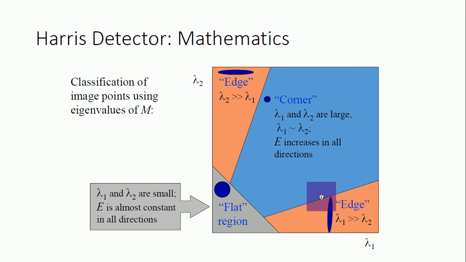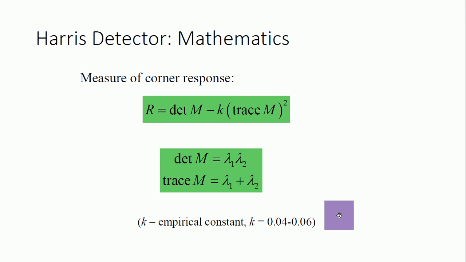The Harris detector is a mathematical classification of image points using the eigenvalues of the matrix. If lambda 1 and lambda 2 are small, E is almost constant in all directions. For an edge, lambda 2 is greater; if both are larger, it is a corner. A flat region like this, then this is the edge.